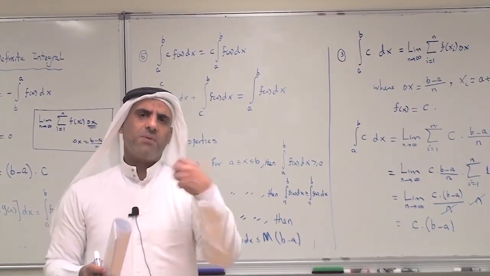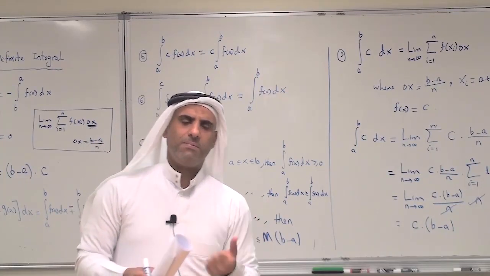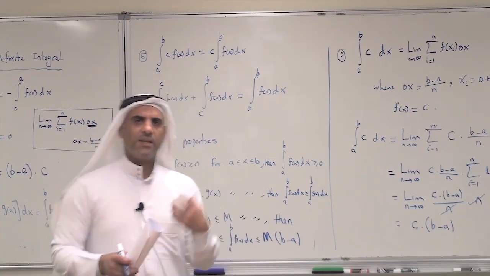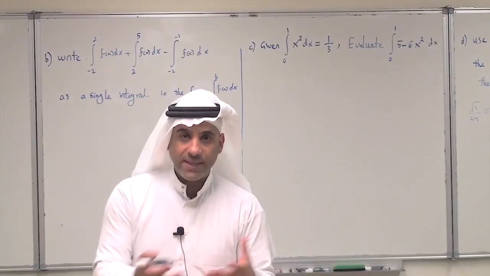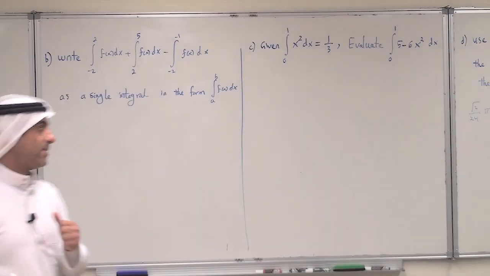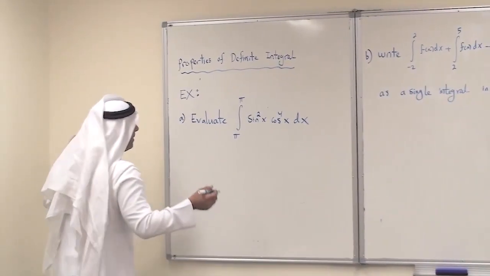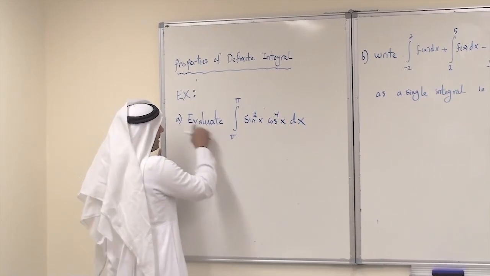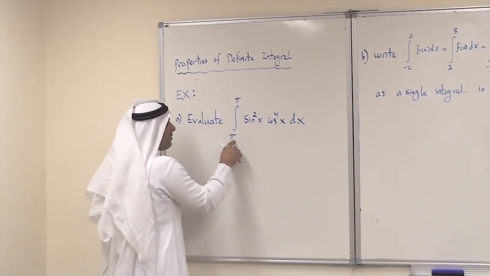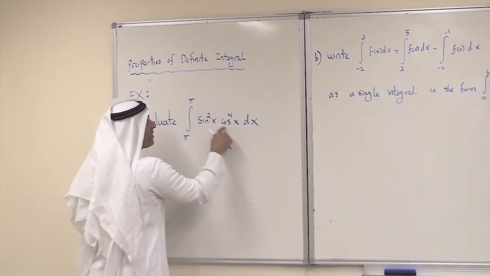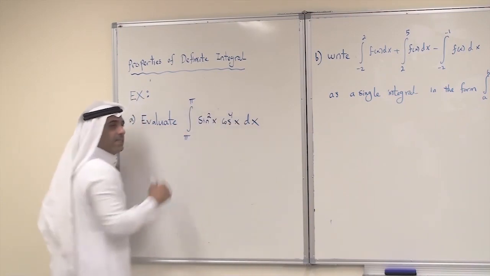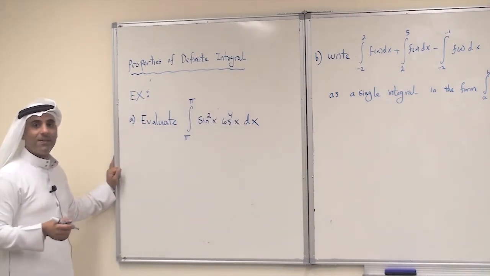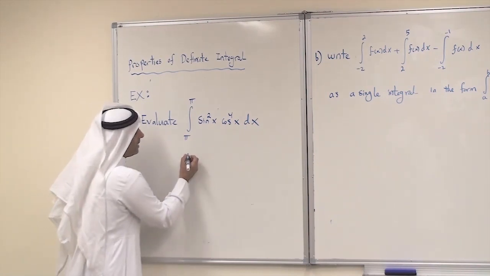But how to use them to solve some questions about properties of integrals will be done in the following example. To use the properties of definite integrals to solve the following exercise. The exercise here says, evaluate the integral from pi to pi of sine squared cosine to the 4 dx. Although we will learn later how to evaluate such an integral, actually here the answer can be taken in a few seconds. The answer clearly here is equal to what?